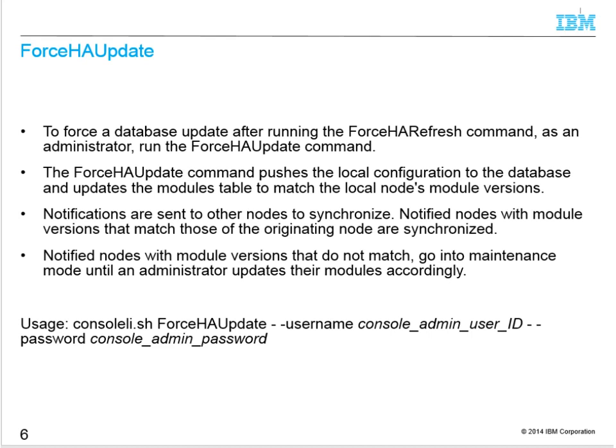To force a database update after running the force-ha refresh command, as an administrator, run the force-ha update command. The force-ha update command pushes the local configuration to the database and updates the module table to match the local node's module version. Notifications are sent to other nodes to synchronize. Notified nodes with module versions that match those of the originating node are synchronized. Notified nodes with module versions that do not match go into maintenance mode until an administrator updates their module accordingly.